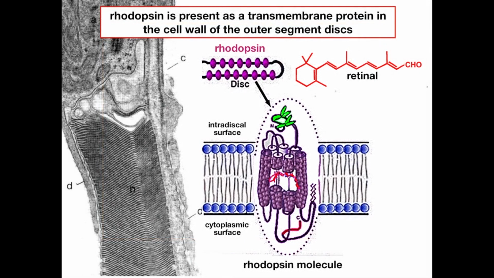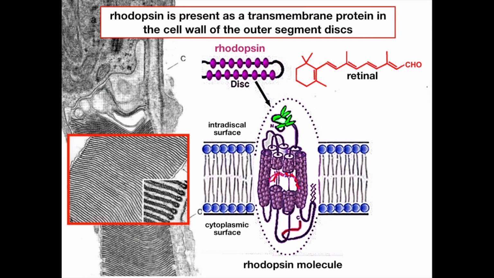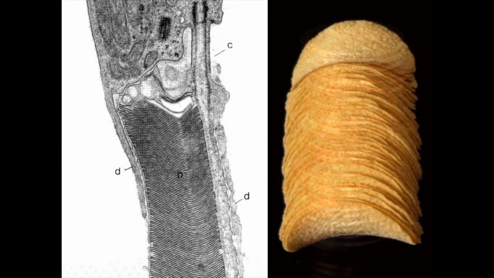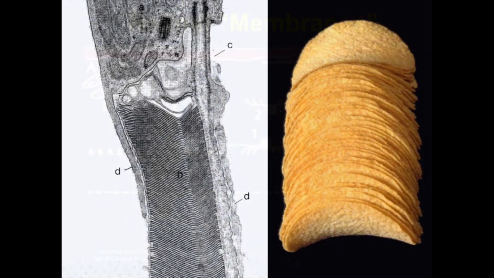The visual pigment rhodopsin is present as a transmembrane protein in the cell wall of the discs. The arrangement of the discs in the outer segment has been likened to a stack of coins. A stack of Pringles potato chips is probably more appropriate due to their lipid content.